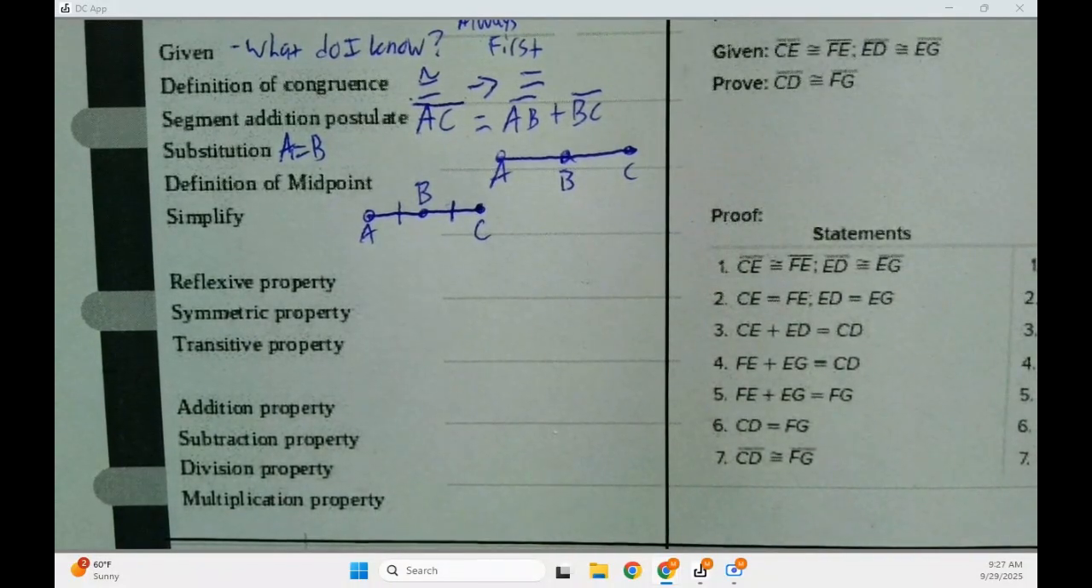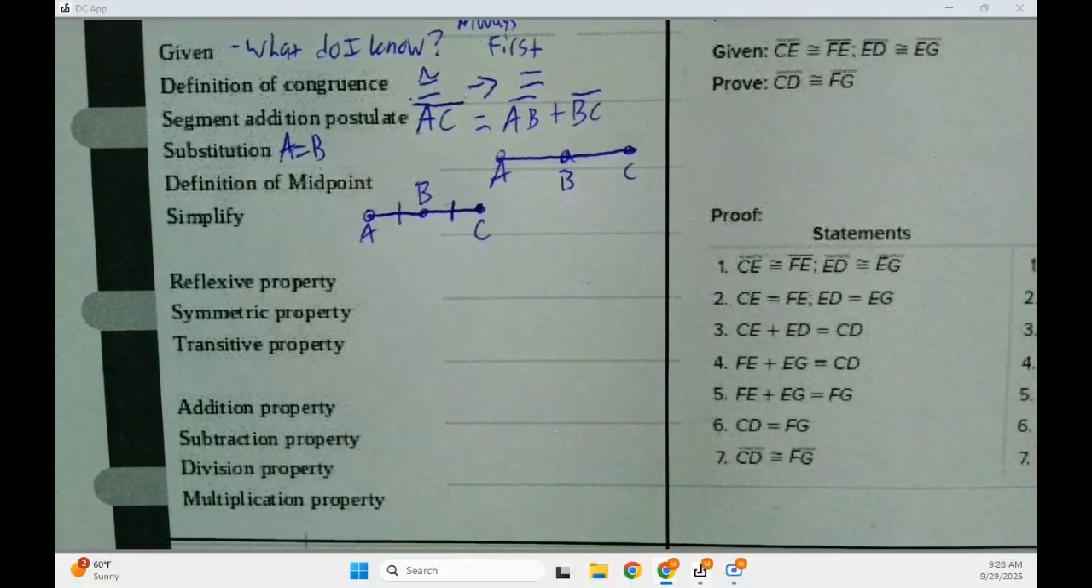And then the last one, you know what you can do with math? You can simplify. So if I have a fraction or I have some sort of equation, I can combine like terms. I can simplify things down to make it much easier for me to work with. So these are all just reasons I can give for why things happen.